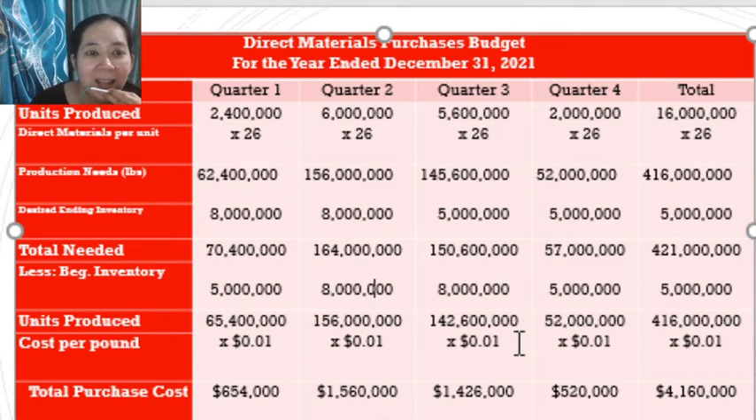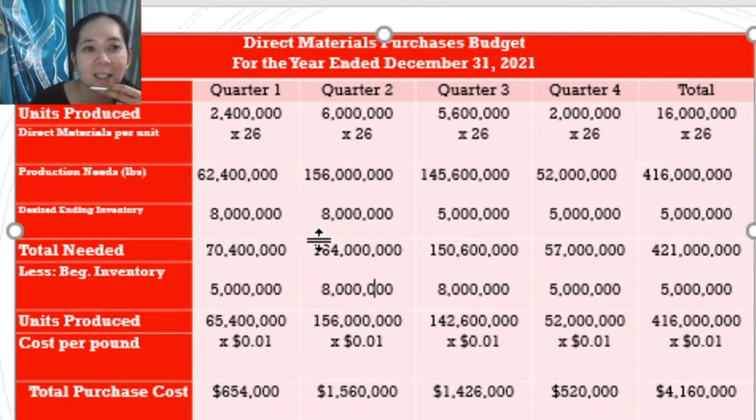Next, our beginning inventory, this 8 million is the ending inventory of the second quarter. Okay, and then the same procedure, multiply with the cost per pound. So our total purchase cost is as follows. The same process will be applied in the fourth quarter and in the total, okay, for the whole year. Okay, so this is how you prepare the direct materials purchases budget.